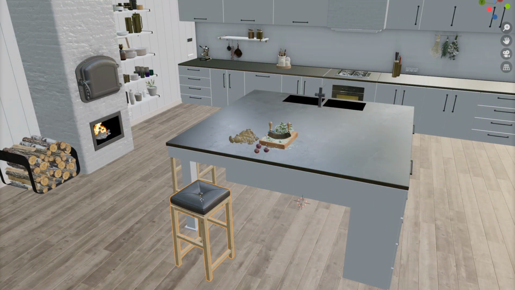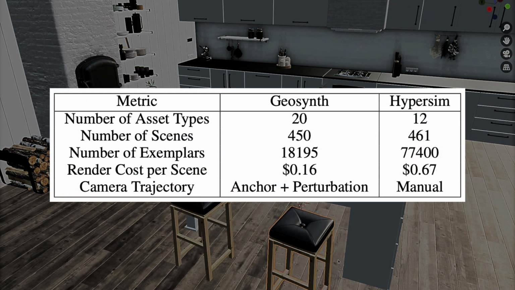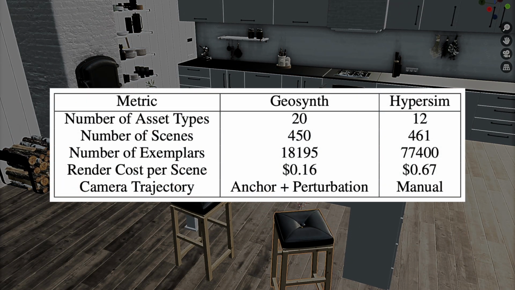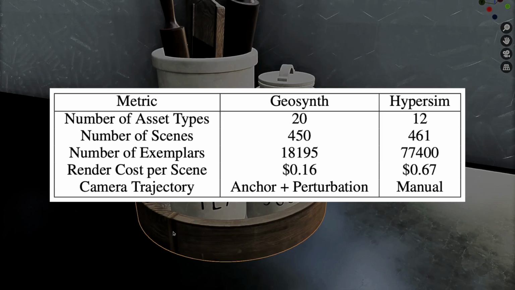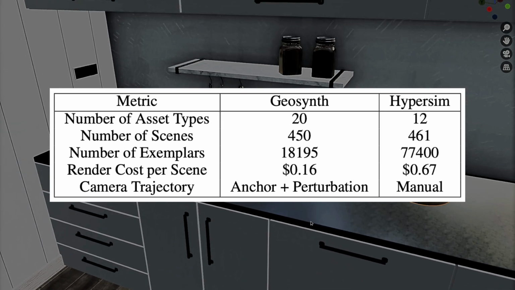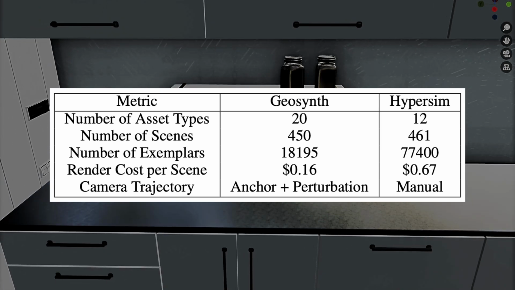To generate GeoSynth, approximately $3,240 was spent on room preparation labor, while $2,840 was spent on compute resources to render the data. This results in only 16 cents per scene, significantly less expensive than comparable systems. For example, HyperSim estimated their costs at 67 cents per scene, over 4 times higher than ours.